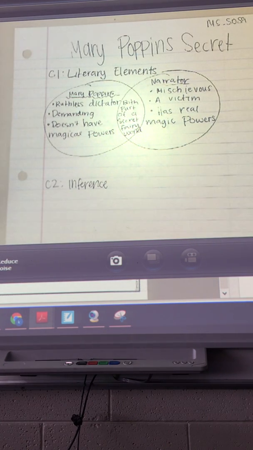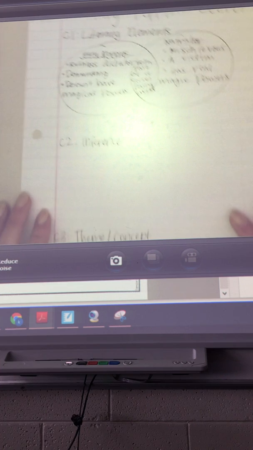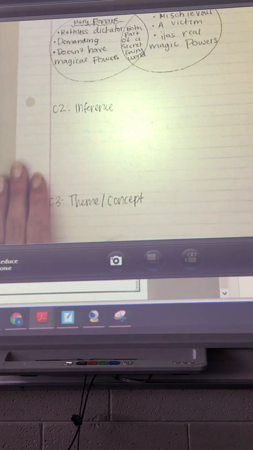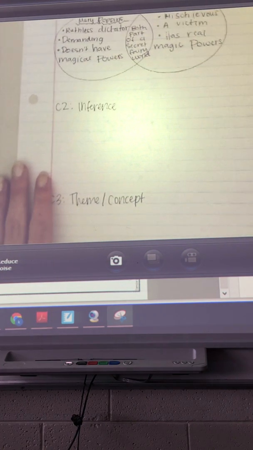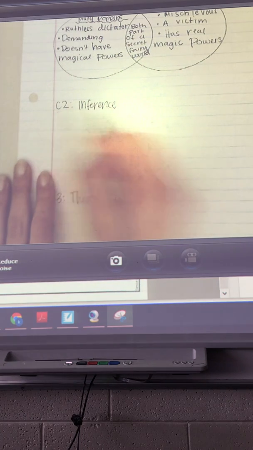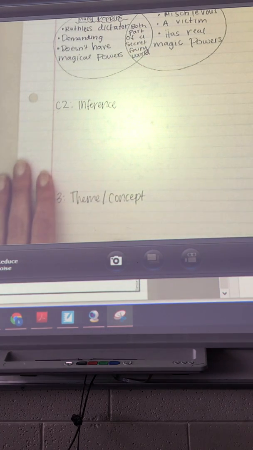Okay, good. If you guys need to pause this, take a minute, fill those in. I hope you can see all of this. Okay, let's go ahead and move up the ladder. So our second part is C2, and it's titled Inference. So again, I wrote C2, I titled it Inference.